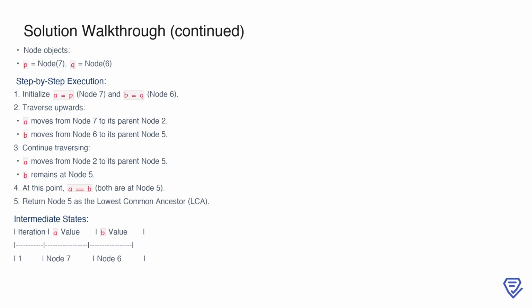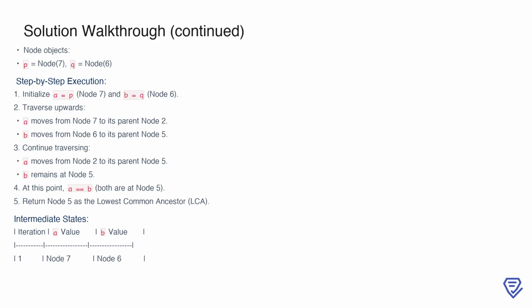Initially, A moves from node 7 to its parent, node 2, while B moves from node 6 to its parent, node 5. In the next step, A moves upwards again from node 2 to its parent, node 5, and B remains at node 5. At this point, both A and B are at the same node, node 5. This confirms that node 5 is the lowest common ancestor.